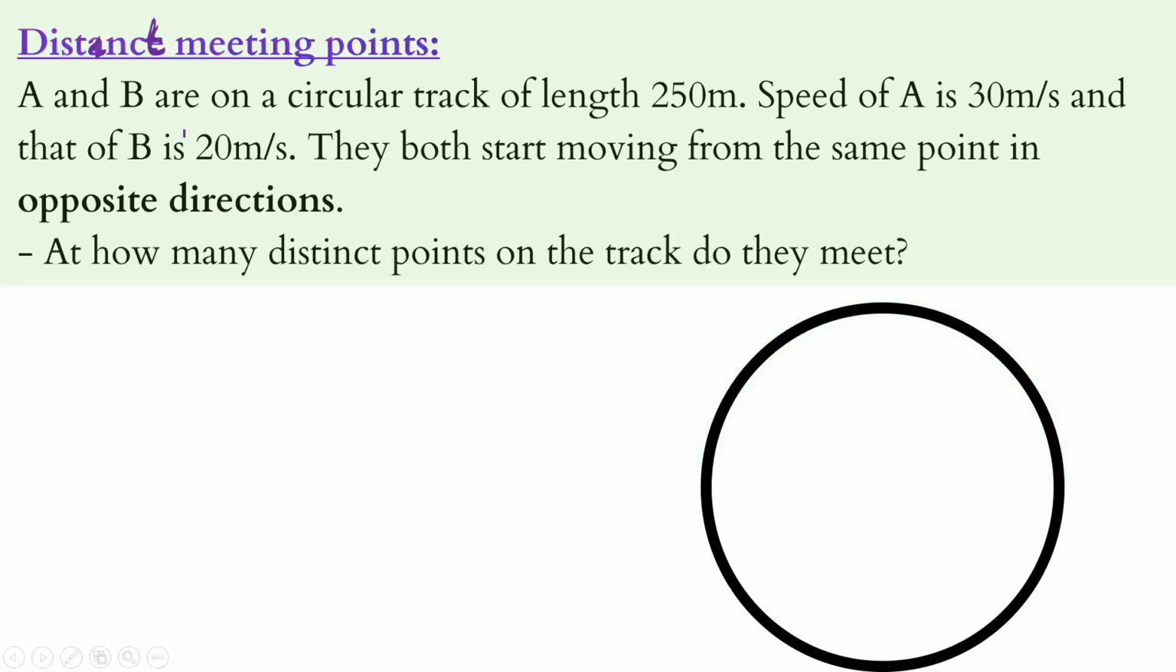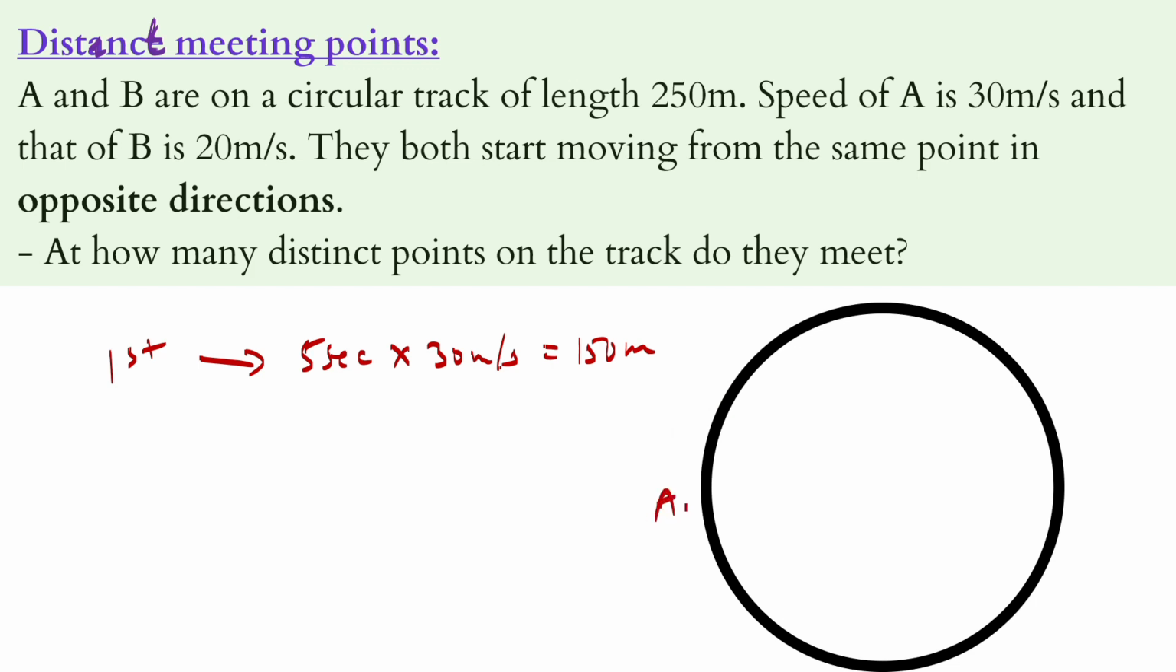Now, distinct meeting points. A and B are on a circular track of length 250 meters. The speed of A is 30 meters per second and that of B is 20 meters per second. They both start moving from the same point in opposite directions. At how many distinct points on the track do they meet? The values are the same as the previous one, and for the first time the distance is 5 seconds into 30 meters per second, which is equal to 150 meters, right?